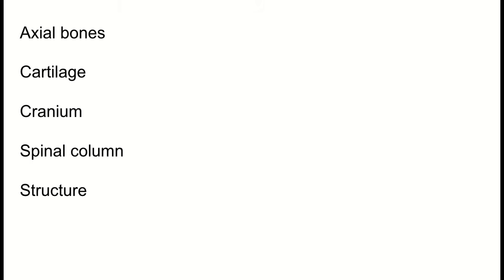Axial bones are the bones that are located down the center or axis of a vertebrate's body. Second, we have cartilage. Cartilage is the strong, elastic tissue that can be found in places like the tip of the nose and the top of the ear. Next, we have cranium. Cranium is like the skull. It's the hard bones that protect the brain and give the head its shape.